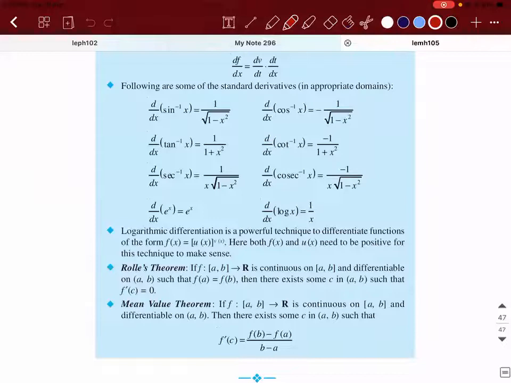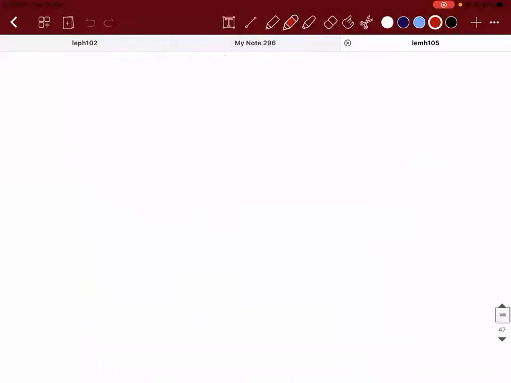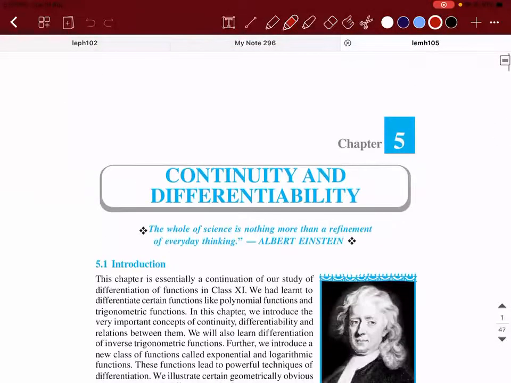So listen. We'll move on to the next chapter, that is the fifth one, continuity and differentiability. If you ask me, you have learned this chapter last year also. Under what name? Limits and derivatives. I'll say that both the chapters are the same. Correct. So now I have some questions.